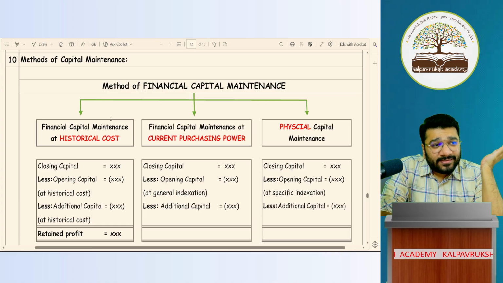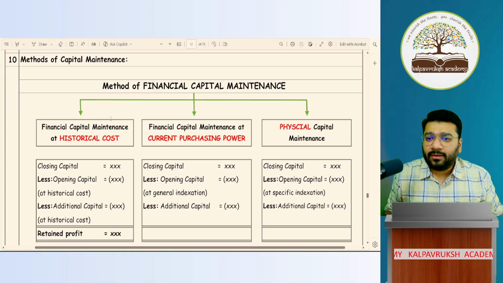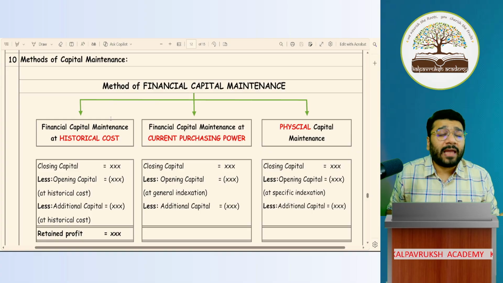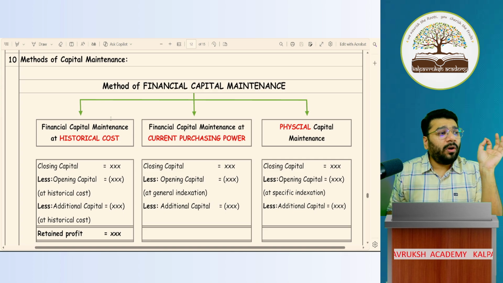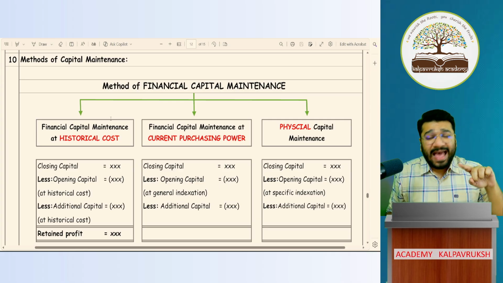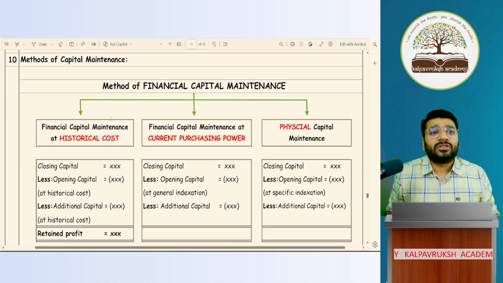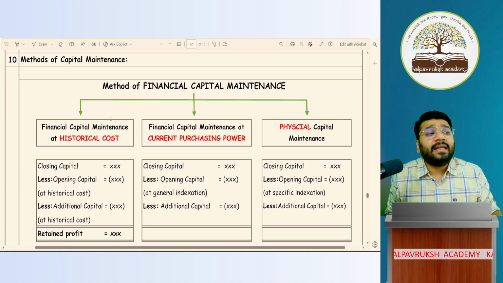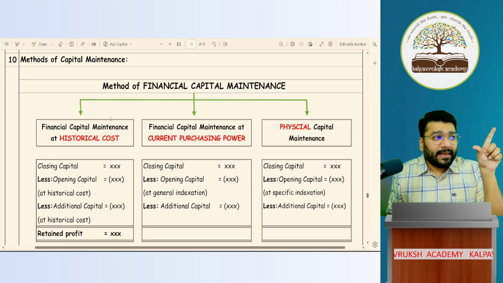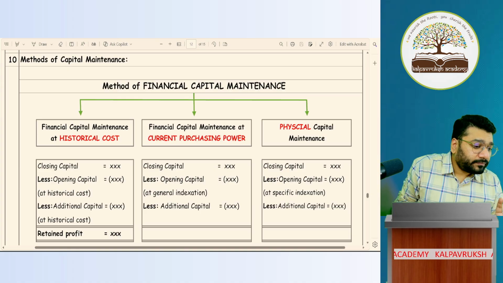Say yes. Fantastic. So now, before I start discussing this topic called method of capital maintenance, I want to do a small recap of a concept that we studied in CA Foundation as well as in 11th standard. This is a revision from a chapter named Accounting from Incomplete Records. We'll do a very quick recap. Without that, this concept cannot be understood.